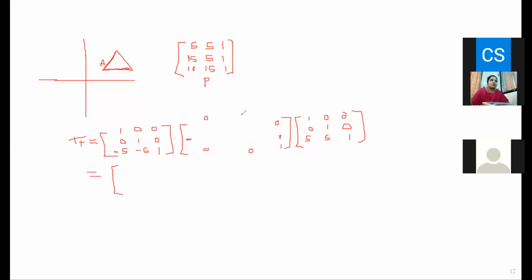So here it's 0, 1, 0, and -1, 0, 0, and so on. So perform this multiplication. 1 into 0, 0, 0, 0. Then first row, second column, 1. First row, third column, 0. Then second row, first column is -1. Second row, second column is 0. And second row, third column is also 0.